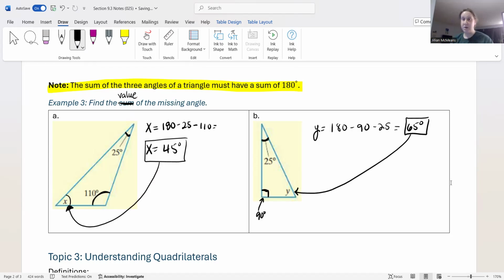So finding the measure of one missing angle in a triangle is really easy as long as the other two measures are given to you, okay? And in something like example B, don't feel like you're missing information. They're never going to say that the little box in the corner is 90 degrees. It's just one of those things that you need to learn and remember. So when you have the little box in the corner, it means you're dealing with a 90-degree angle. All right, so that's it for triangles. In the next video, we're going to talk about quadrilaterals.